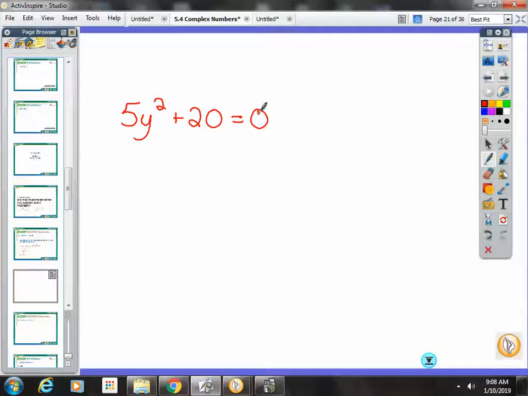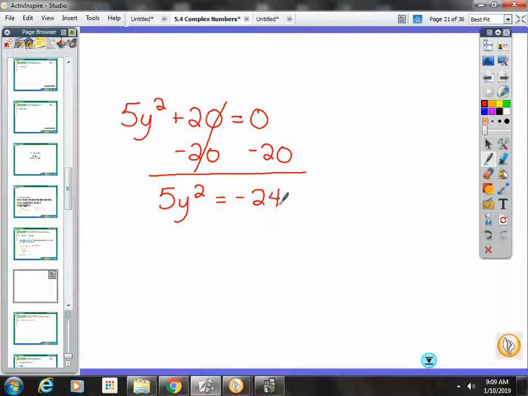So to solve this, we're going to solve it just like we would a linear equation. I can't really factor. I could factor out a 5, but that's going to leave you with y squared plus 4, and there's nothing I can do with that. So factoring won't work here. Instead, I'm going to solve it like a linear equation and get that y squared by itself. To get y squared by itself, I'm going to begin by subtracting 20 from both sides of the equation. And I'm left with 5y squared equals negative 20.